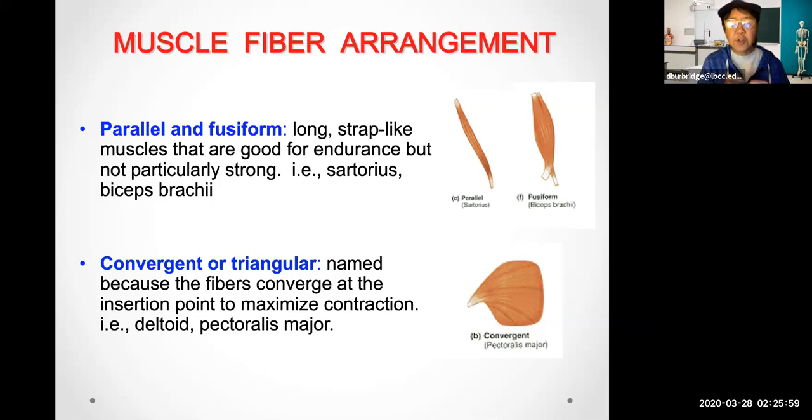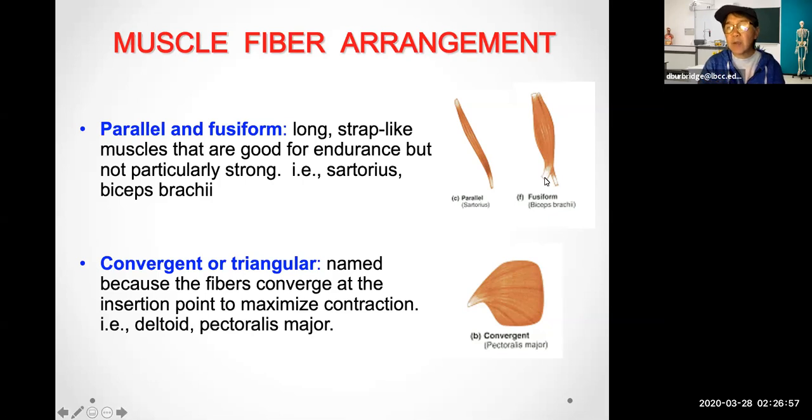And so this convergent pattern maximizes the contractile force of all of these fibers because they all converge at one point. And so that allows muscles like the pectoralis major, the deltoid muscle, which is also going to have this pattern, to be very strong muscles. They are very strong in their ability to allow their fibers to contract. Another type of fiber arrangement are these long strap-like muscles. They're spindle shaped, so they have these tapered ends, long strap-like. We call those parallel or fusiform. These are good not for power and maximum contractile force, but they're good for endurance. And so we have those in our arm muscles, in our leg muscles.